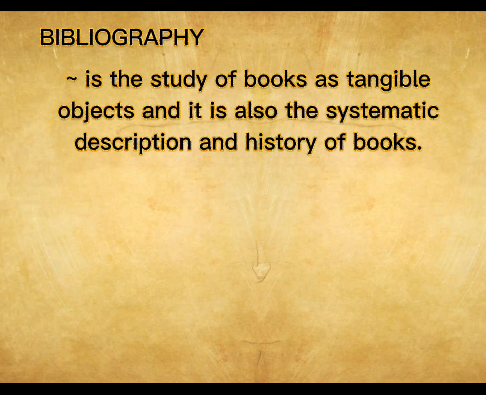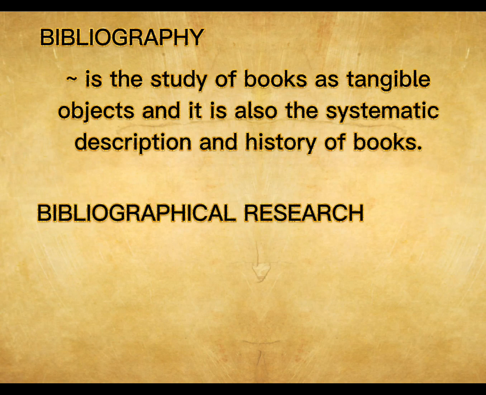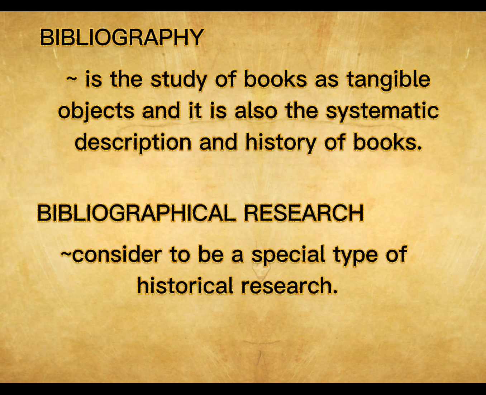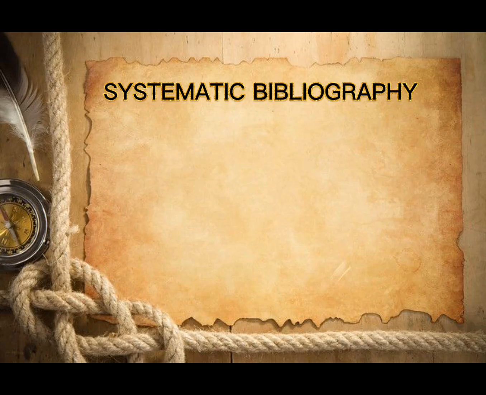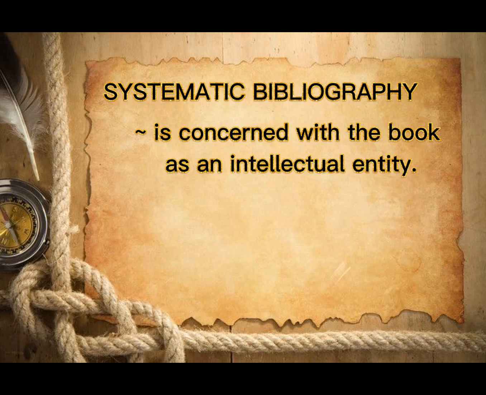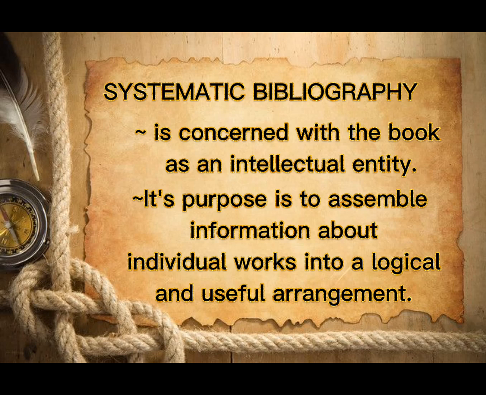Bibliography is the study of books as tangible objects, and it is also the systematic description and history of books. Bibliographical research is considered to be a special type of historical research. Systematic bibliography is concerned with the book as an intellectual entity. Its purpose is to assemble information about individual works into a logical and useful arrangement.